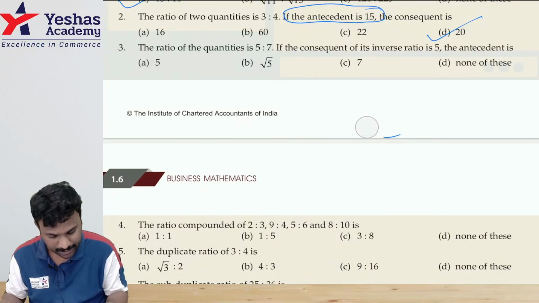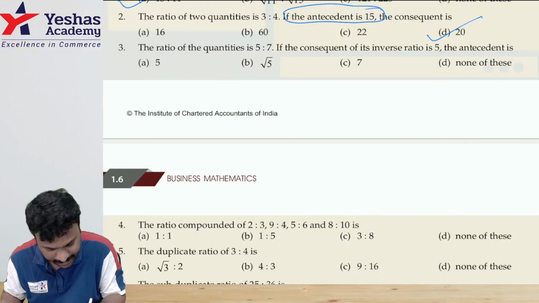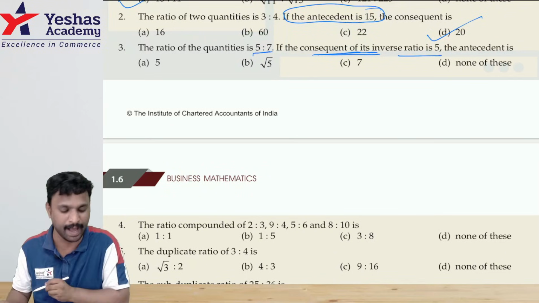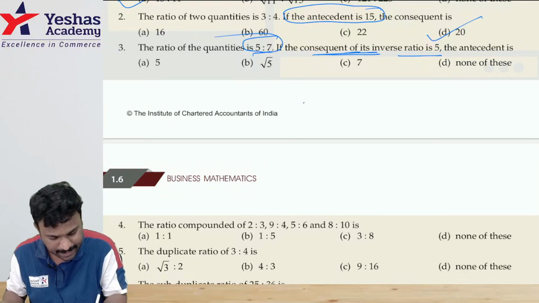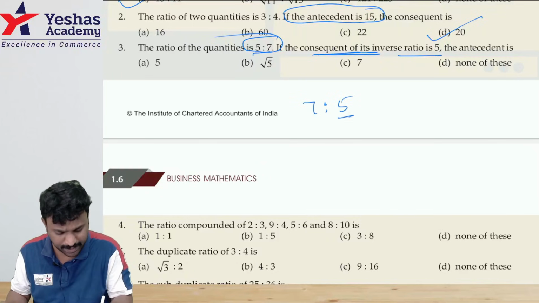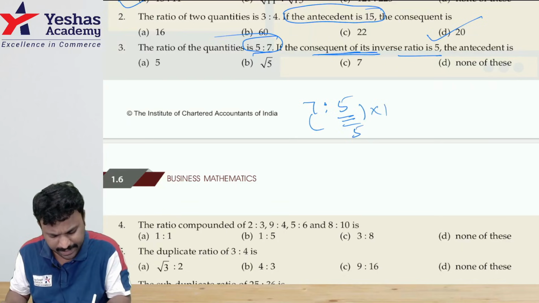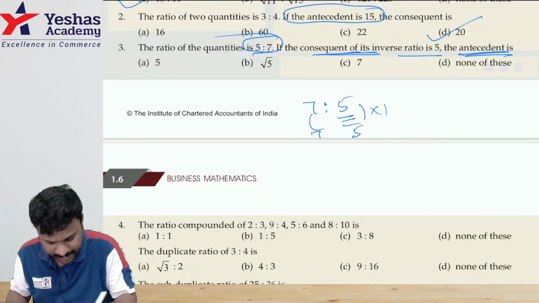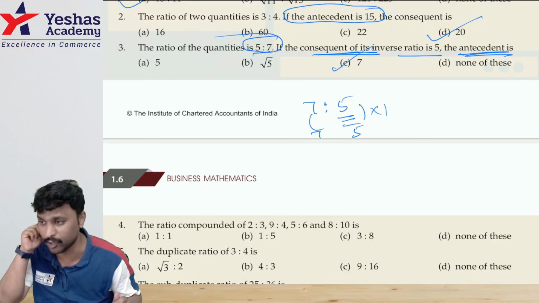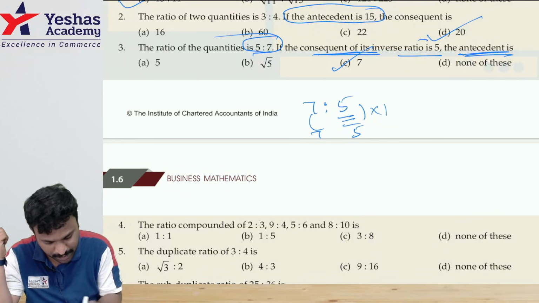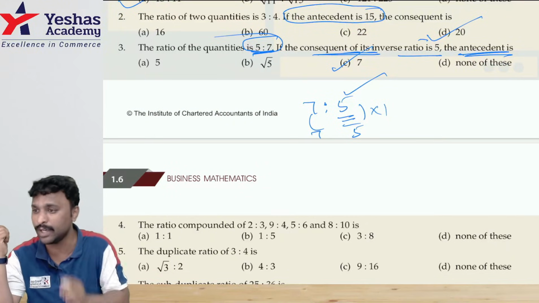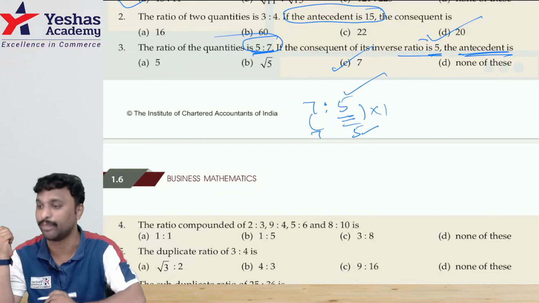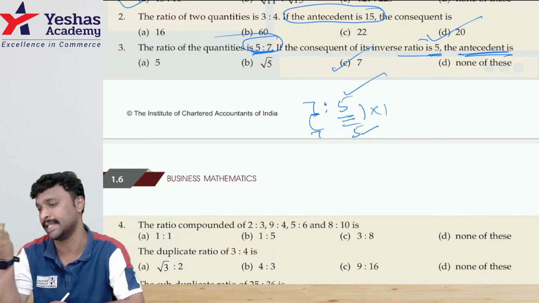Moving on to the next question. The ratio of the quantities is 5 is to 7. If the consequent of its inverse ratio is 5. First of all, what is the inverse ratio of this? 7 is to 5. They have only said the consequent is 5. So 5 is equivalent to 5. Obviously 7 will be equivalent to 7 only. They're asking us to find the antecedent of the inverse ratio, which is nothing but option C, 7. Have you understood? You have to find the inverse ratio of 5 is to 7, which is 7 is to 5. They have only said the consequent of the inverse ratio is 5. That means 5 is equivalent to 5. So obviously the antecedent will be 7.